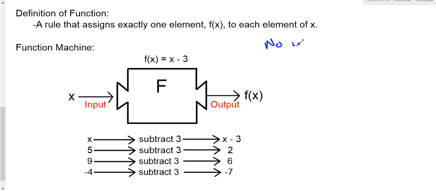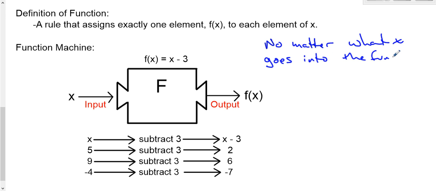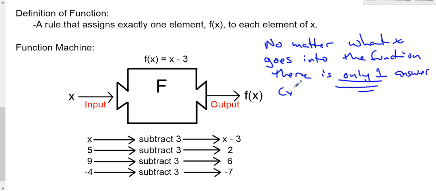Okay, no matter what x goes into the function, there is only one answer, which is the value of y.